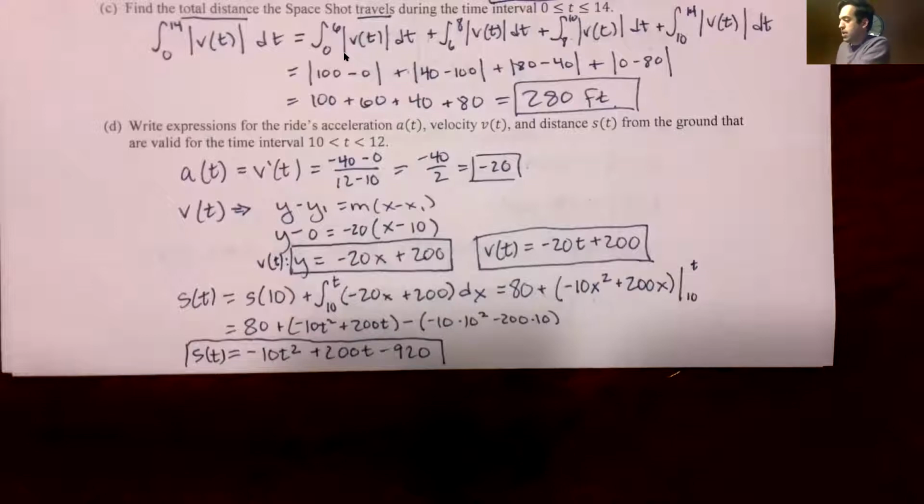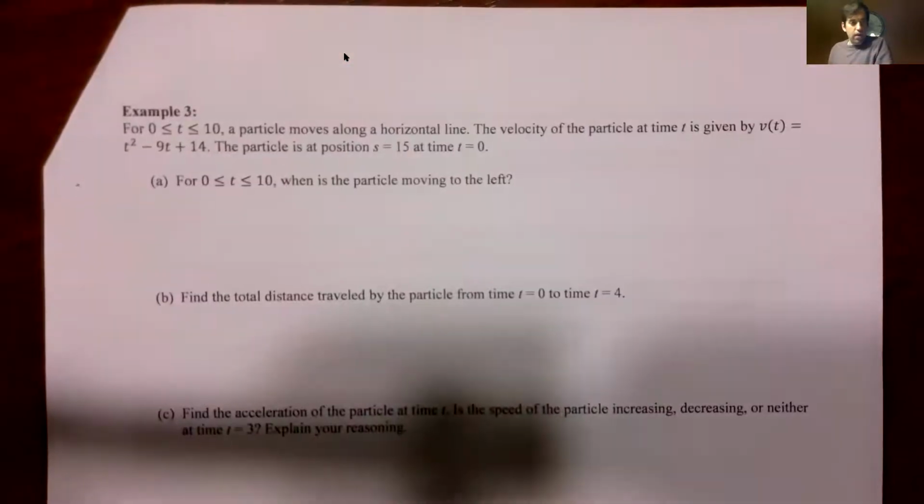All right, so that's the end of example 2. Let's keep going. We've got 2 more examples to work through. All right, number 4: 0 is less than or equal to t is less than or equal to 10. A particle moves along a horizontal line. The velocity of the particle at time t is given by v of t equals t squared minus 9t plus 14. The particle is at position s equals 15 at time t equals 0. So we have an initial condition. Letter A.